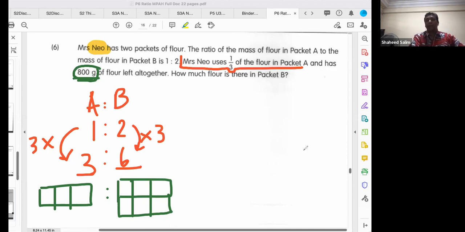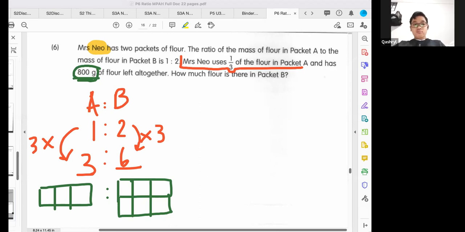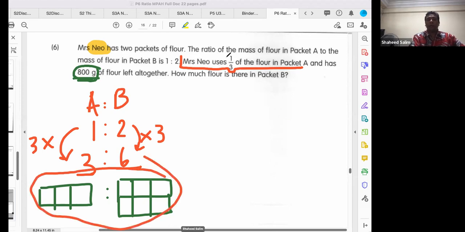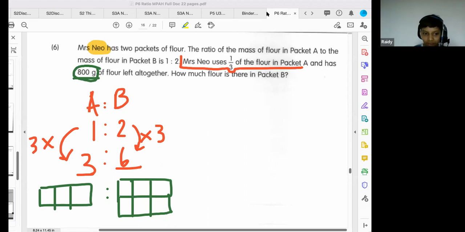Always talking to others. Can do not? No. Why cannot? Now, Mrs. Yo, she used 1/3. Not all of it. Don't use all of it. I put 9 plus 3 plus 6. I put 3 plus 6 is 9 and then divided by 800 divided by 9. You're not reading this part. Read this part. Look at this part.